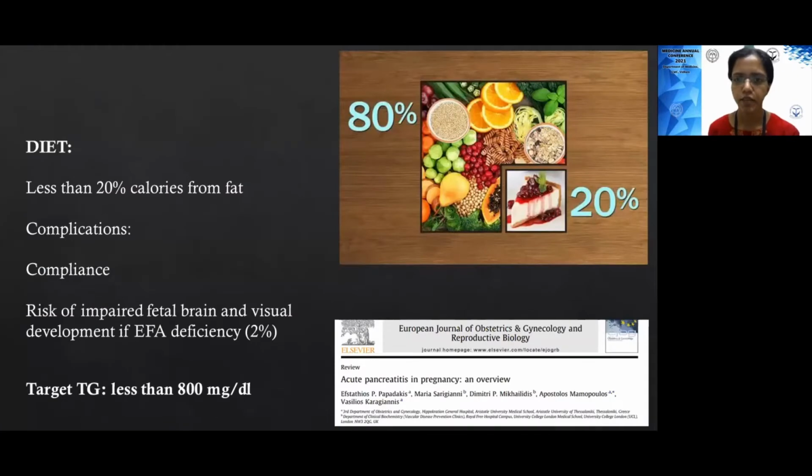In diet, we advise the patient to take less than 20% calories from fat. However, the problem is compliance, and very rarely there is risk of impaired fetal brain and visual development if essential fatty acids are deficient. This is a very rare finding seen in less than 2% people. The target triglyceride is less than 800.